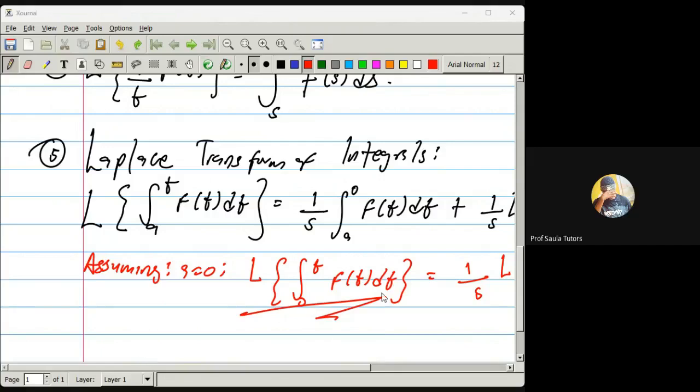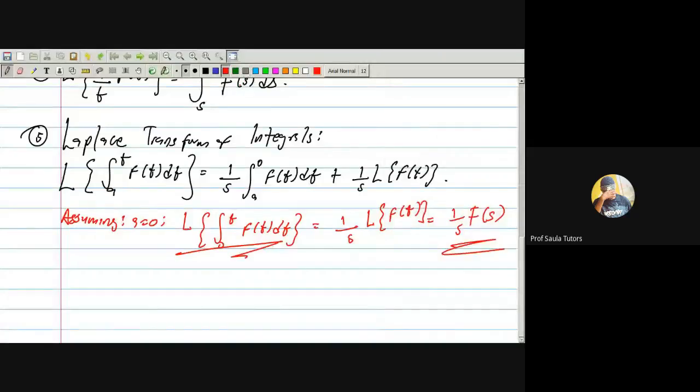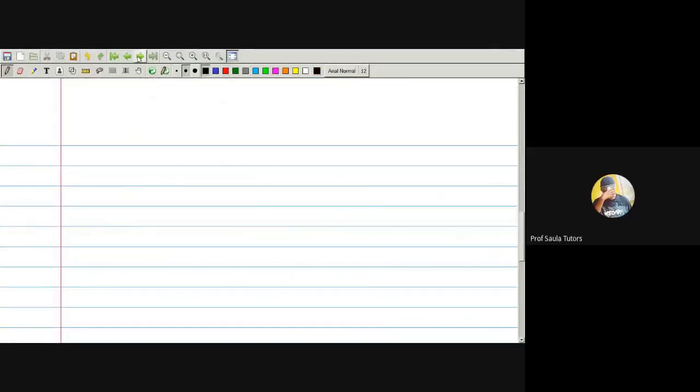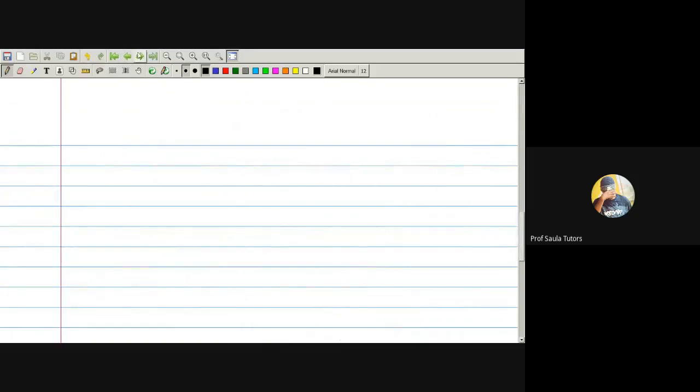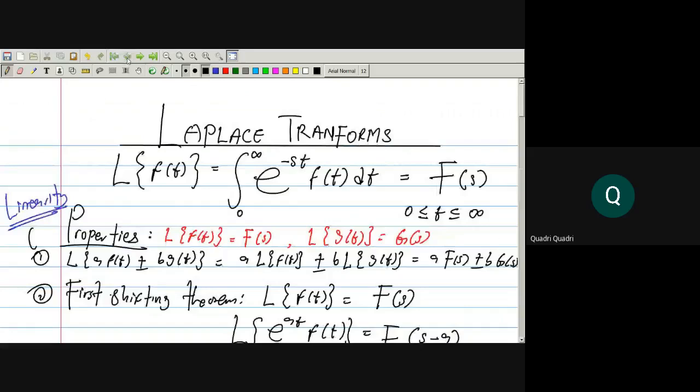Now, let's continue, please. The next one is Laplace transform. We have done Laplace transform of integral. Can you hear me? Yes, I can hear you. Now, next, do Laplace transform of derivative. That's property 6 now? Yes, number 6.